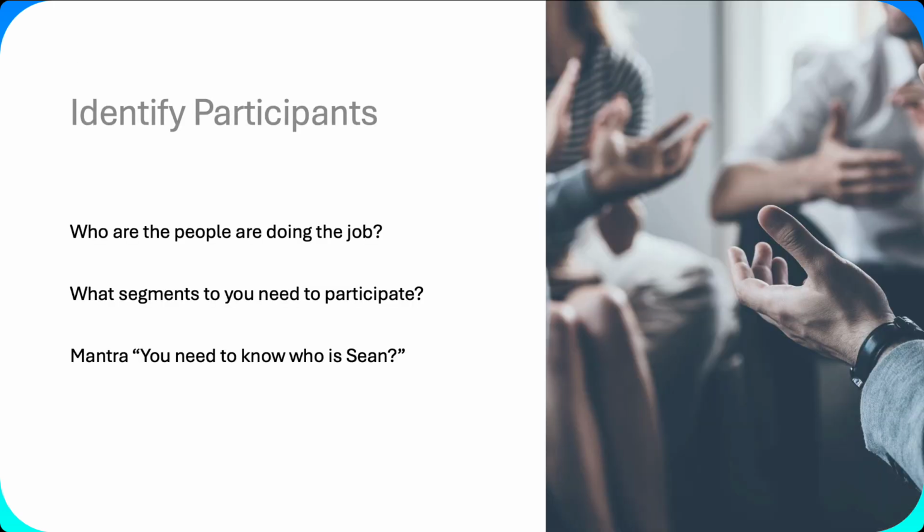So you want to take these jobs and list them out. You've probably already have some inkling of where some opportunities are that you need to dig a bit deeper. So list all those out. And then you really need to think about who are the participants that you want to go after. Who are the people that are doing these jobs that you just listed? And what segments do you need to participate? What kind of representation do you need to do in this study?